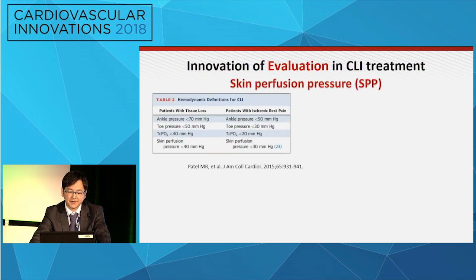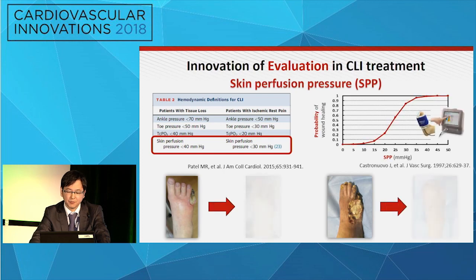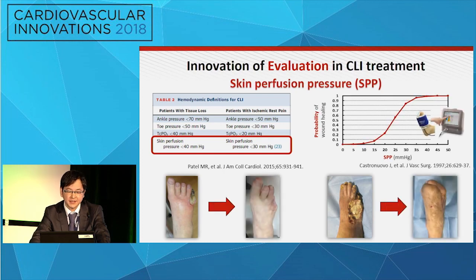In terms of the evaluation of ischemia, skin perfusion pressure plays an important role in assessing the severity of ischemia and predicting wound healing. If skin perfusion pressure is over 40 mmHg, a 100% wound healing rate is expected, and this modality has been mentioned in the ACC guideline.